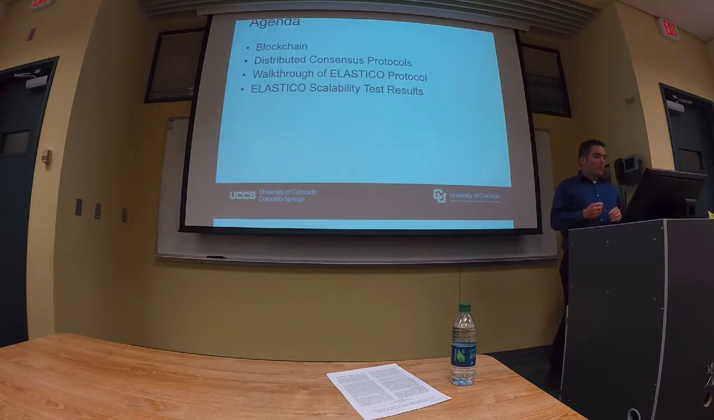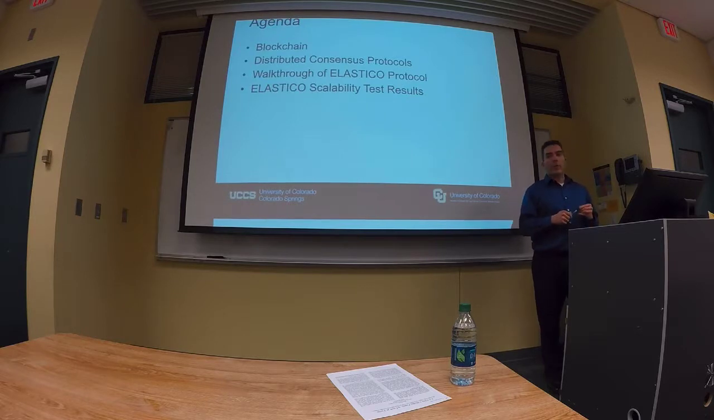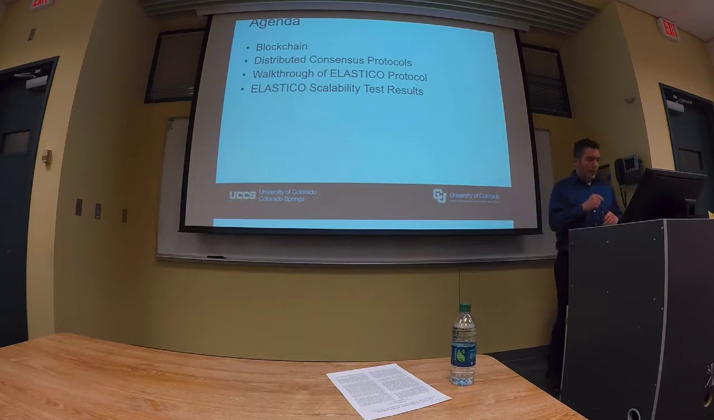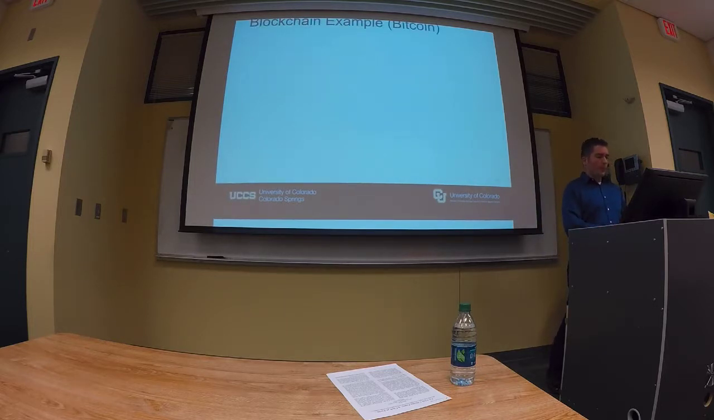On the agenda, we're going to go over just a brief description of blockchain. If you don't know what it is, I think it's pretty common now, but we're going to go into some distributed consensus protocols. It's an important part of blockchain. It's how the multiple systems agree on what to add next to the chain. And then we'll walk through the Elastico protocol. This is essentially a protocol that the authors have developed to address some of the scalability issues with Bitcoin. Well, blockchains in general, but they usually compare it to Bitcoin. And then I'll briefly go over some of the testing results.